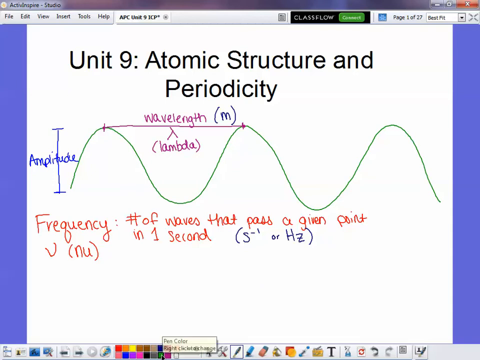And then the third big thing we're going to talk about is energy, which we kind of already talked about before, but this would be the energy of that light, that piece of light. Energy is going to be E. Nothing new there. What unit do you think we're going to measure energy in?